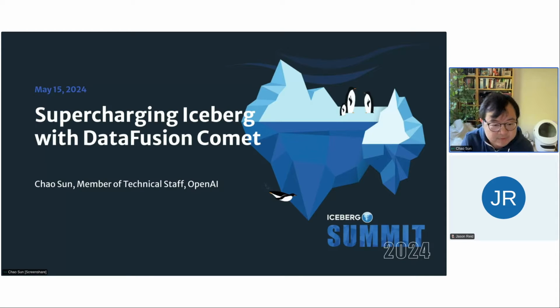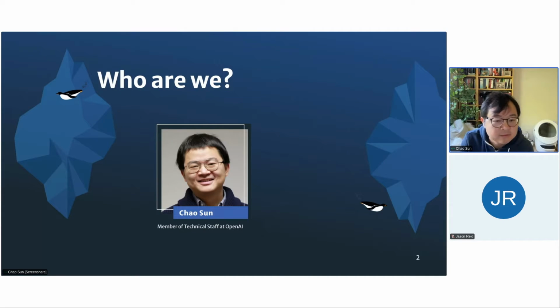A bit of introduction on my side. I'm currently a software engineer at OpenAI. I joined OpenAI about 2 months back. Before that, I was a software engineer at Apple. I spent about 2 years working on DataFusion Comet. I'm also a Spark committer and PMC member, and a committer to DataFusion and Arrow.